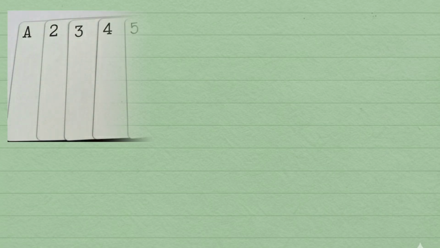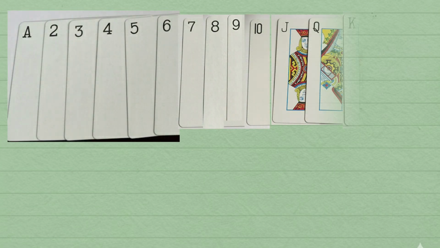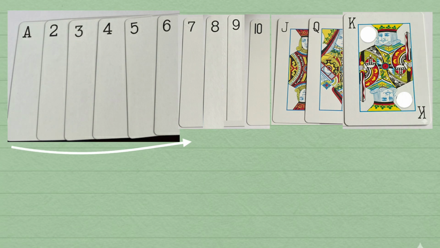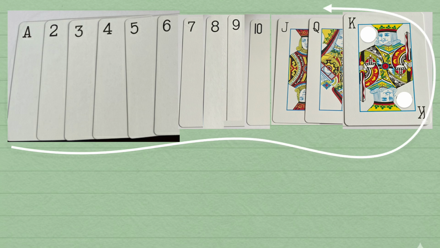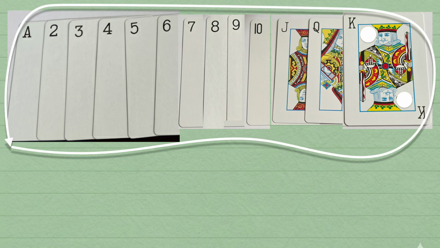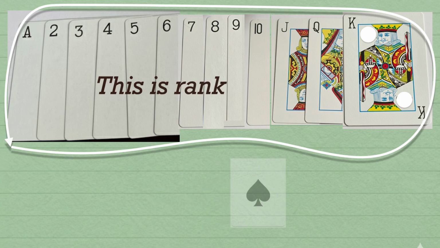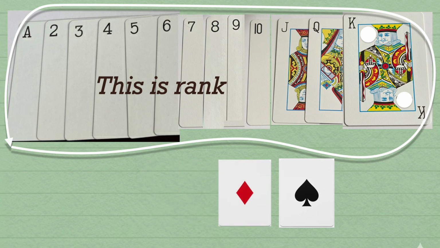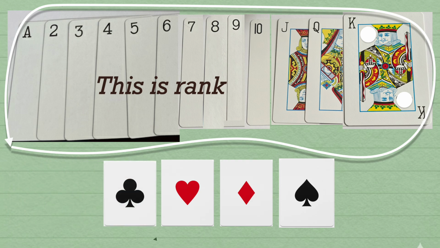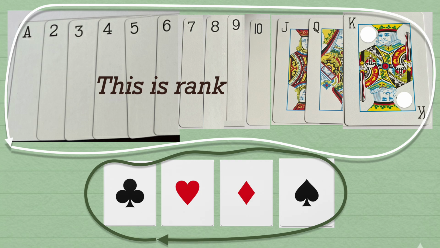Every card in the deck has 2 primary characteristics: its rank and its suit. Rank identifies the card's value or face. This is the range that runs from ace, 2, 3, and so on up to the face cards jack, queen, and king. Suit identifies the card's symbolic category. This is one of the 4 symbols: clubs, diamonds, hearts, or spades.